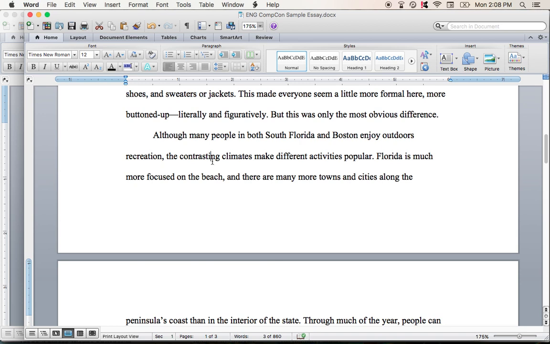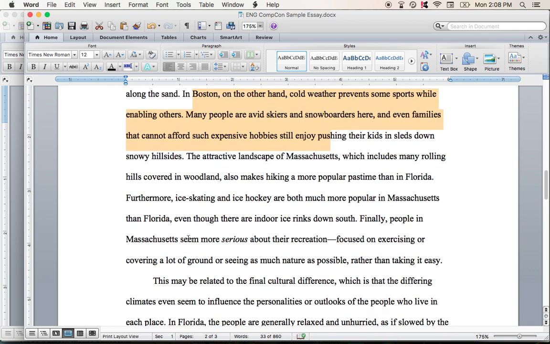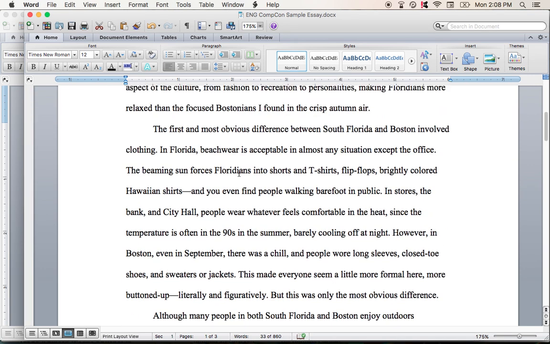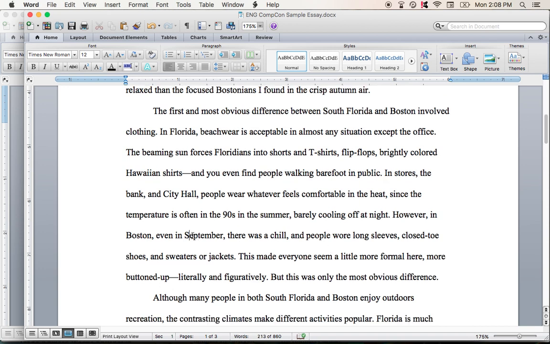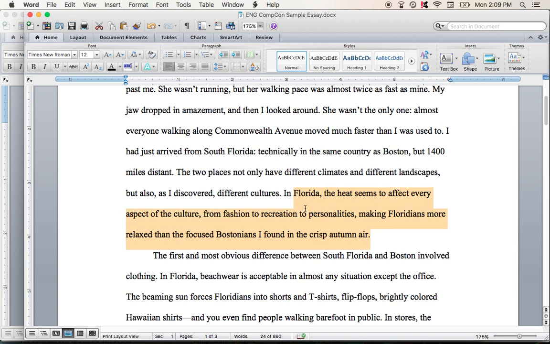This is about outdoors recreation. Florida's focused on the beach, and Massachusetts does stuff in the snow. And people in Massachusetts seem more serious about their recreation, focused on exercising or seeing as much nature as possible rather than taking it easy. And in clothing, Florida, people wear beach wear all the time in public. You'll even find people barefoot. While in Boston, people wear long sleeves, sweaters, jackets. This makes everyone seem a little more formal, right? Not so relaxed. So all three body paragraphs are related to this thesis statement at the end of the introduction.